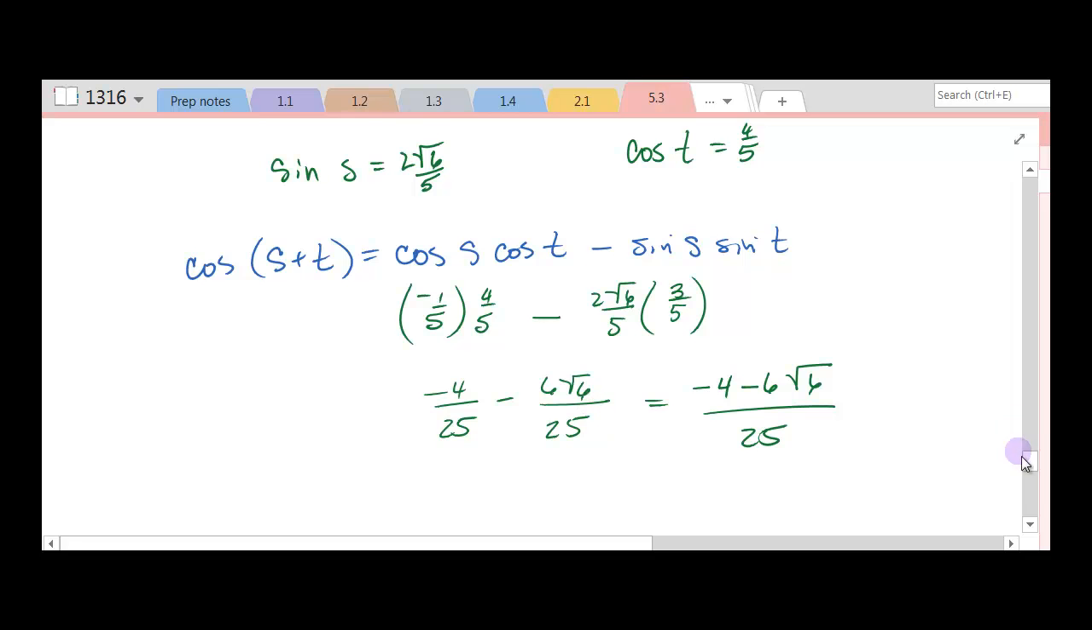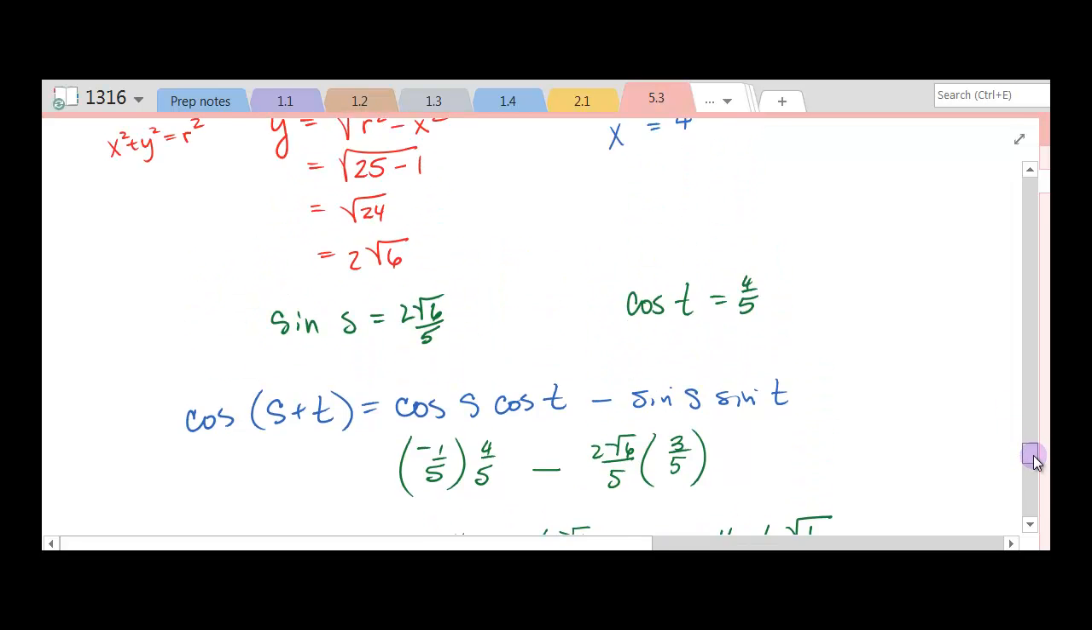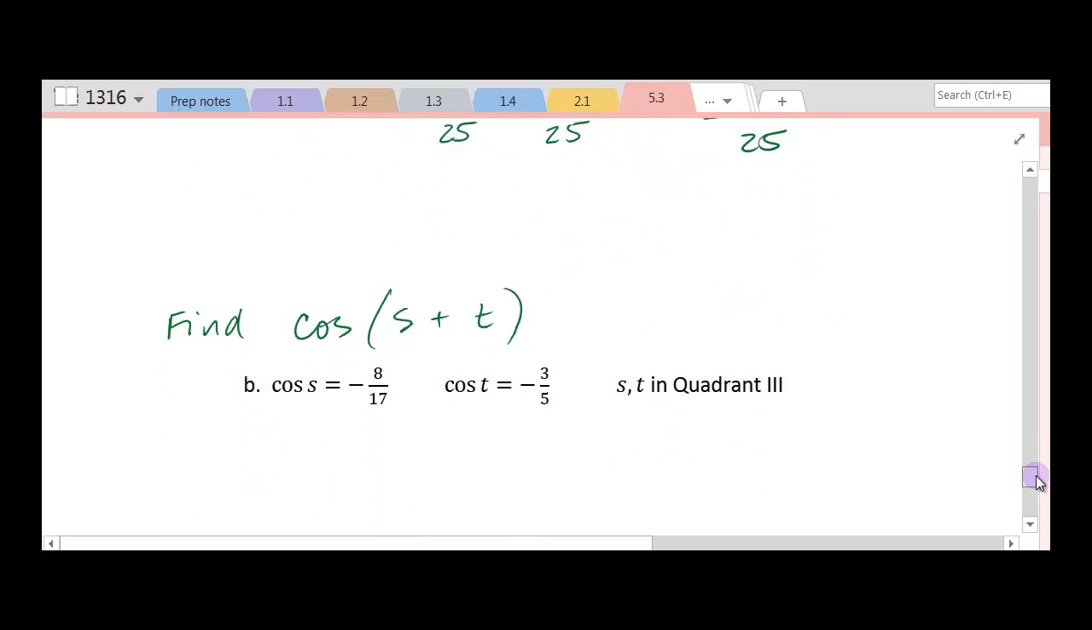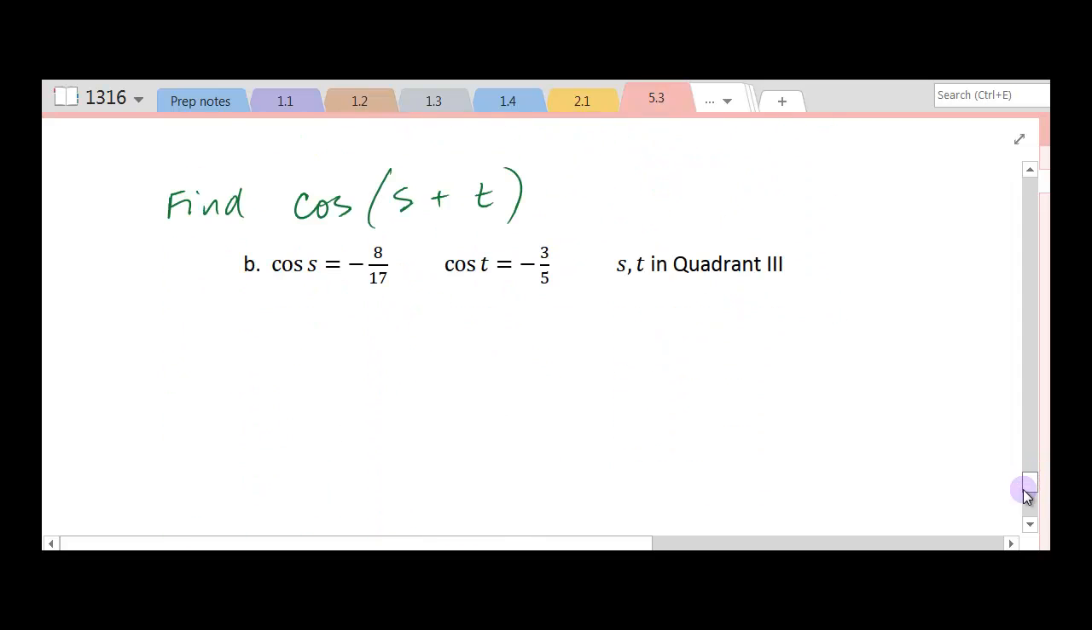So that's one of the methods that I'm going to show you in this video, and that was method 1, using our definition of trig functions. Now this last example is doing the exact same thing. I've just chosen to practice this problem one more time, this time being given the cosine of s and the cosine of t. So I want to challenge you to stop the video, practice this problem on your own, and then let's see if we get the same answer.